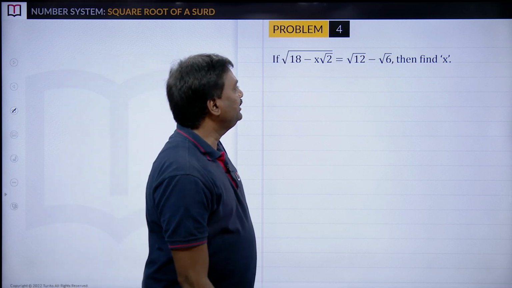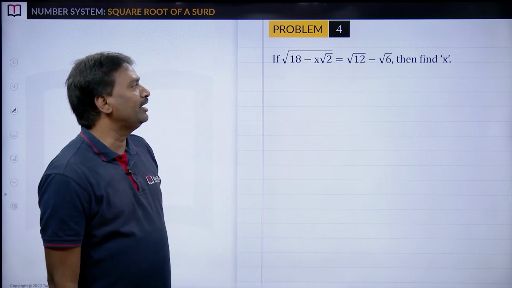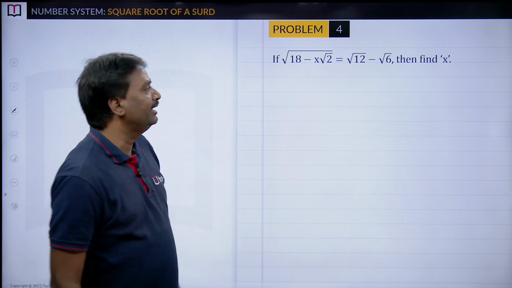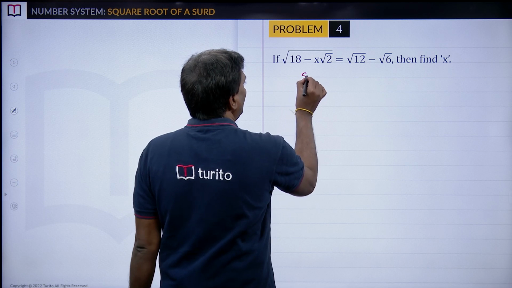If square root of 18 minus x root 2 equal to root 12 minus root 6, then find the value of x. So this problem is also just like the previous problem. So squaring on both sides.